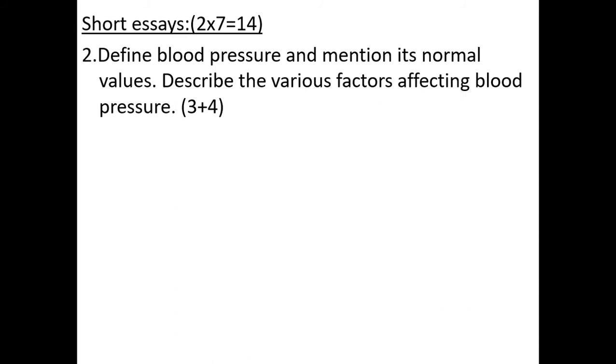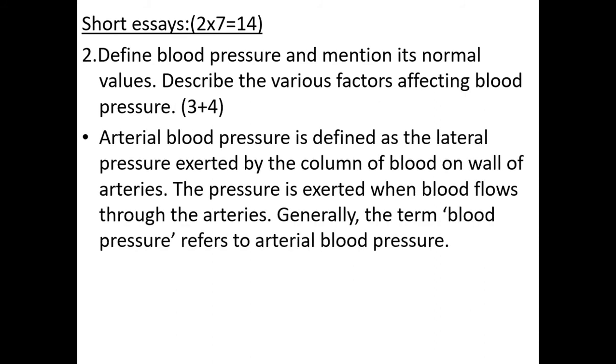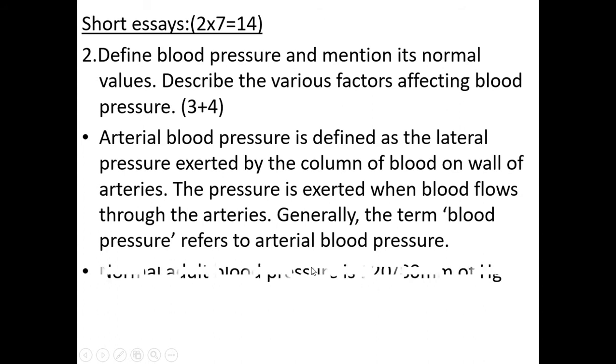Short essays. First is define blood pressure and factors affecting blood pressure. Arterial blood pressure is defined as the lateral pressure exerted by the column of blood on the walls of the artery. It is the pressure exerted when the blood flows through the artery. Generally, the term blood pressure refers to arterial blood pressure. Normal adult blood pressure is 120 by 80 mm of mercury.